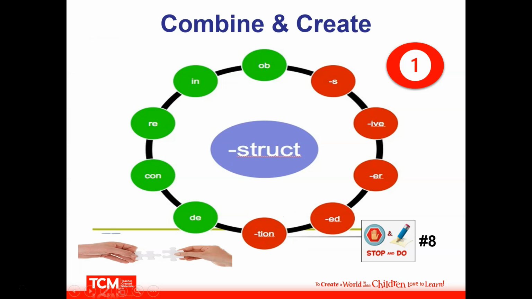I'd actually like for you to engage in what combine and create actually looks like. You have this in your learning reflection guide. Very simply, I've given you 5 prefixes that are indicated using the color green, and I've given you 5 suffixes that are indicated using the color red.